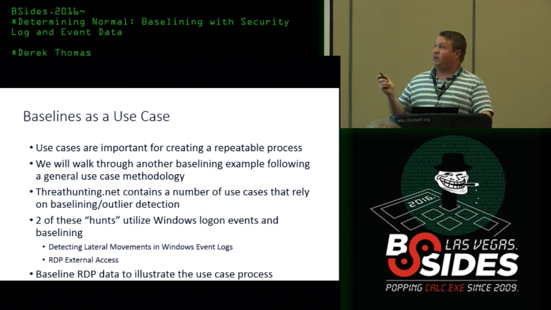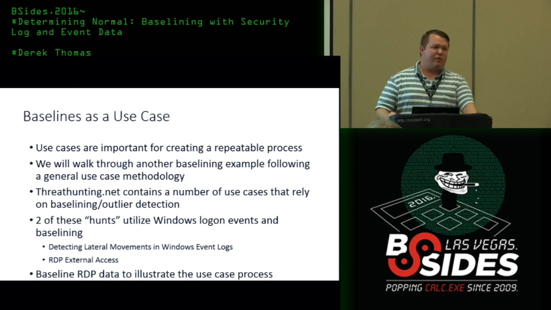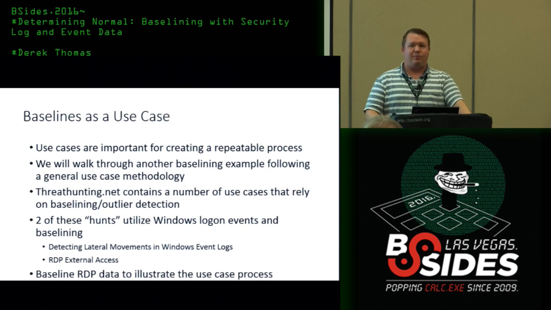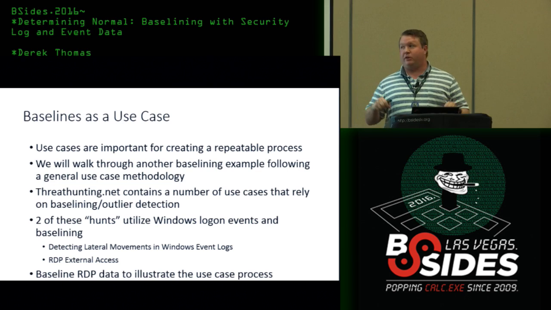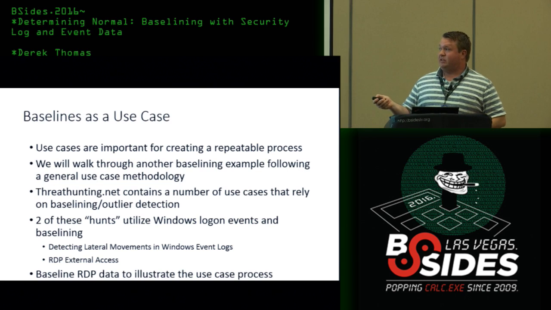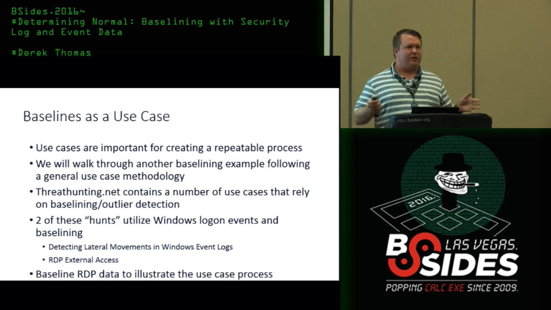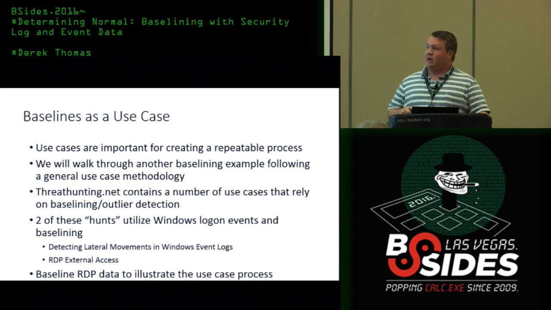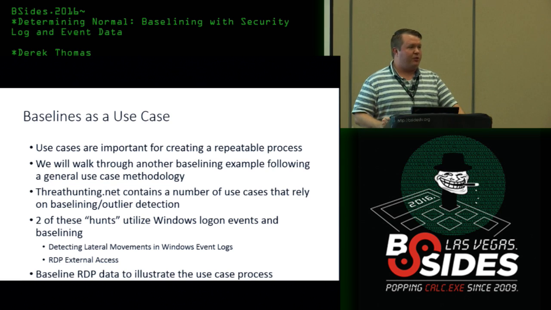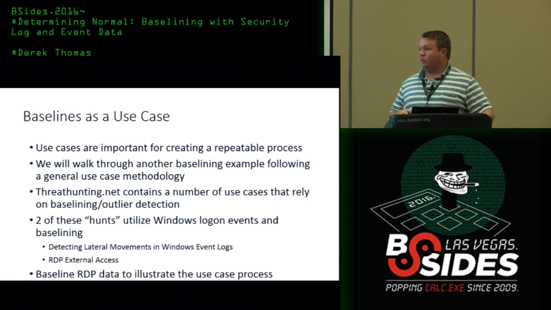So we're going to walk through another baseline example. I pulled this example from threathunting.net. If you're familiar with threat hunting, a couple of the very well-known people have created a GitHub repository for successful hunts that they use. One of these hunts utilizes Windows logon events for detecting lateral movement and RDP external access. That's what we're going to talk about as a pretty good security-relevant example. Also, what I like about threathunting.net is that some of the techniques rely on baselining and outlier detection. So both are very applicable to what we're doing right now.